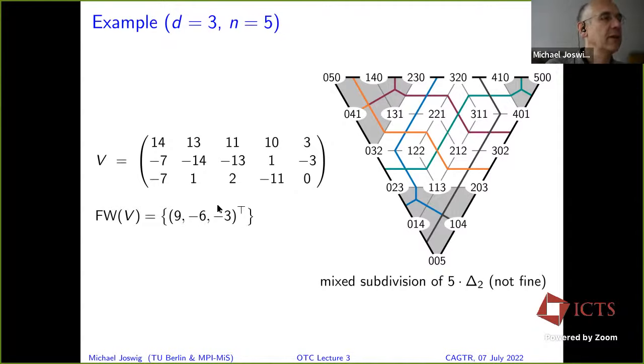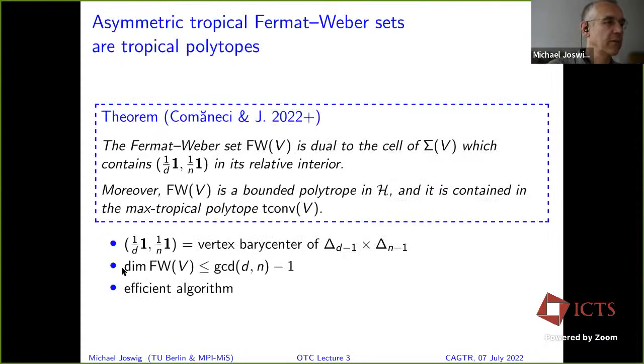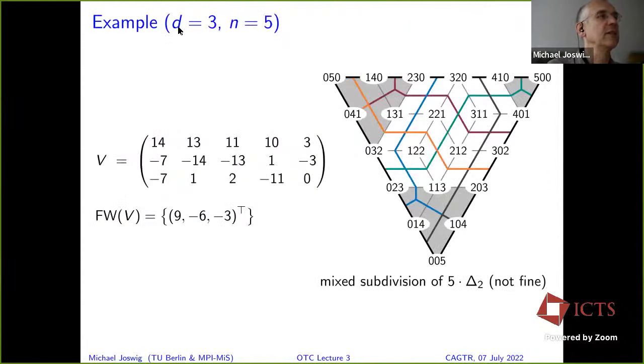And it is not surprising that it is a unique point, if you followed, because the dimension bound is given here: the GCD of D and 5 is 1, and if I subtract 1, it's 0. So it's a 0-dimensional convex polytope. It must be a single point. So it already follows from the parameters that the Fermat-Weber problem has a unique solution, which is not always the case, but in this case it does.